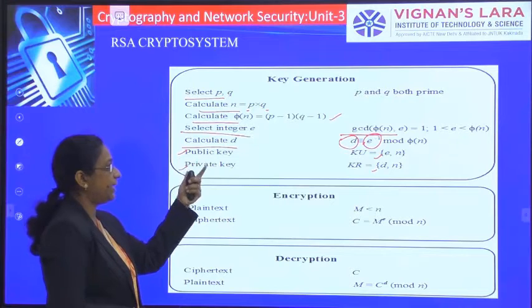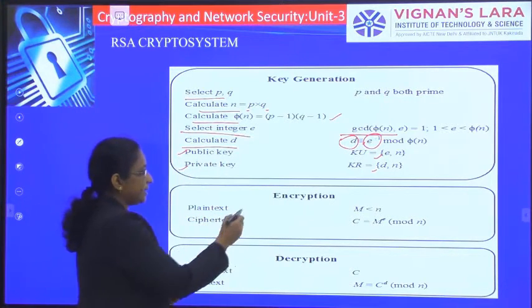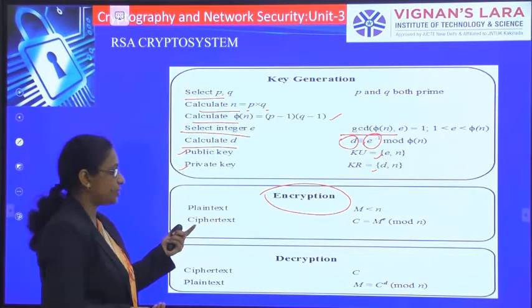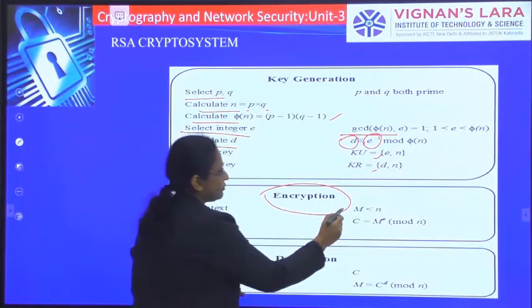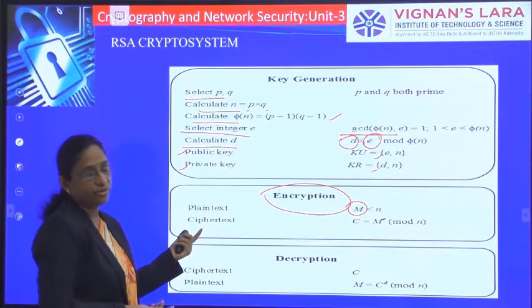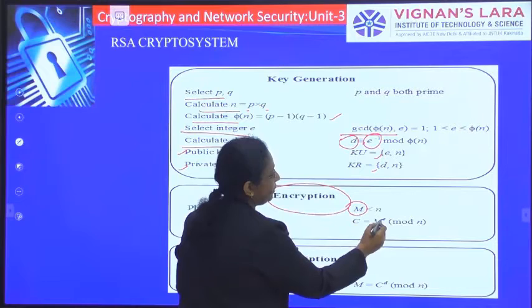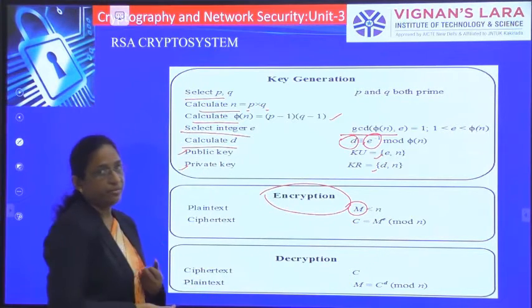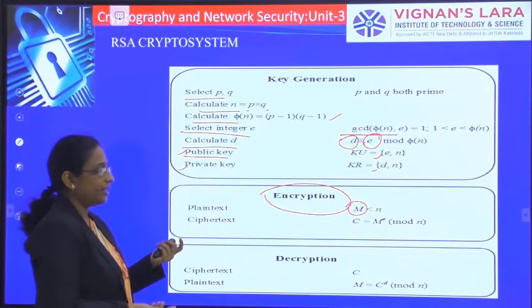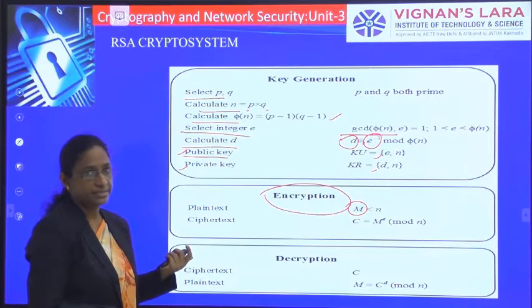After generating these public and private keys, the sender will be doing the encryption. What is the encryption process? Suppose M is your plain text. Then you get the ciphertext by saying C equal to M to the power of E mod N, where E comma N are your public key. By taking the message and applying M to the power of E mod N, you will be getting the ciphertext.